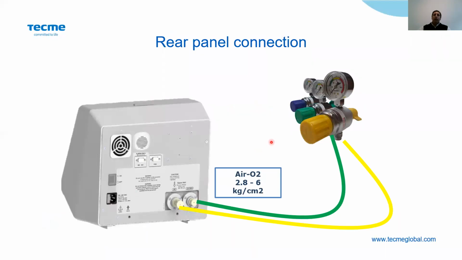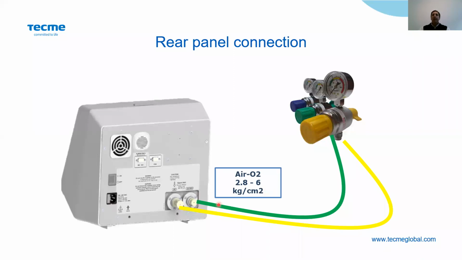The pressure that we must apply at the inlets, nowadays with the latest machine, is between 2.8 and 6 kilograms per square centimeter. If the pressure drops below 2.8, the machine is going to give a warning and will start to work with the other gas. Also nowadays, if the pressure goes above 6 kilograms per square centimeter, it's also going to give a warning.